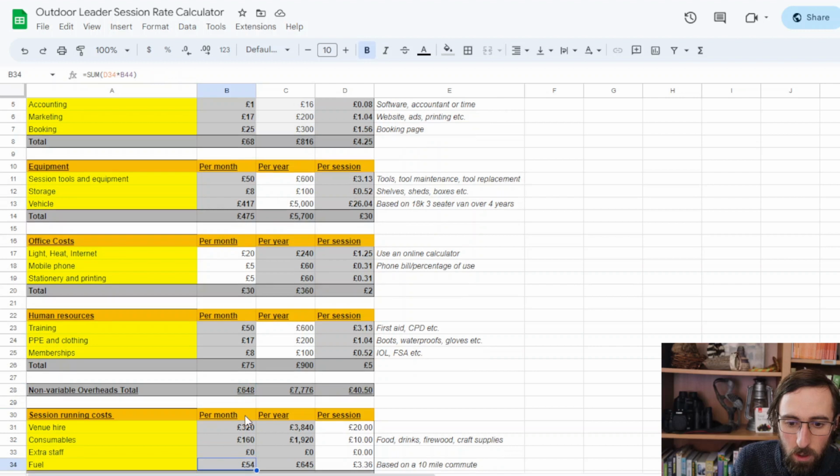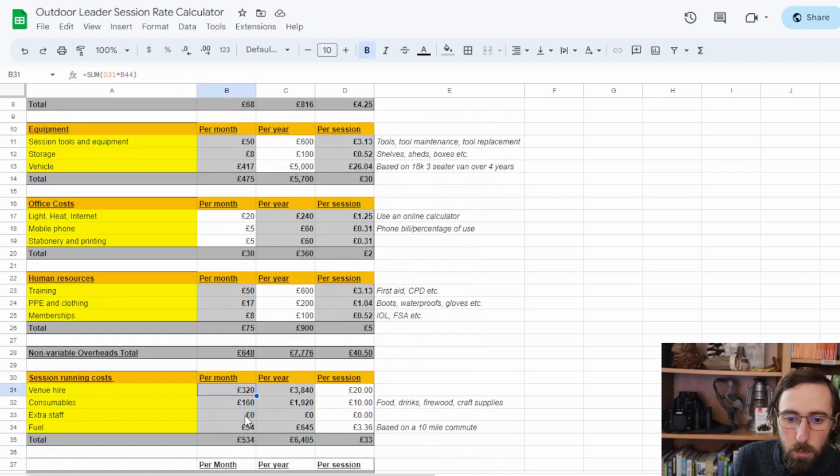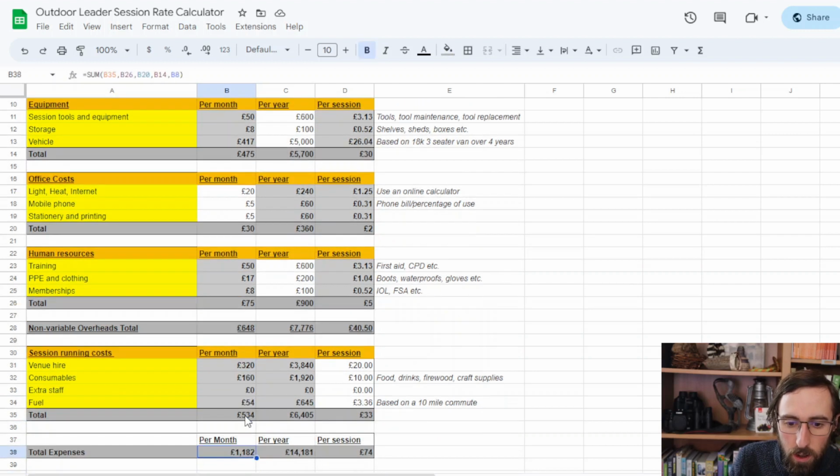Then we head down to session running costs. These are the ones that fluctuate depending on the number of sessions you do and the specific costings. Venue hire is probably going to be the biggest one of them, unless you're very lucky and you own your own woodland or have a permission on a site to use for peppercorn rent. This will likely be a significant cost.